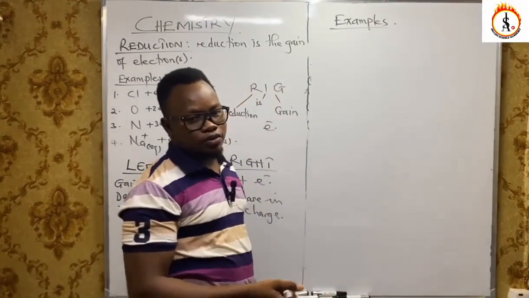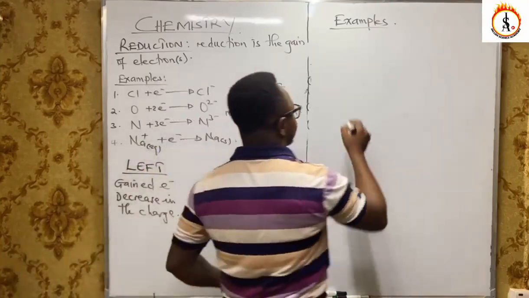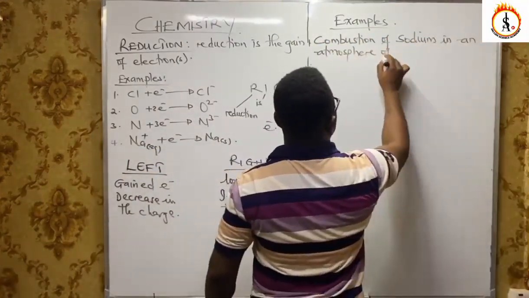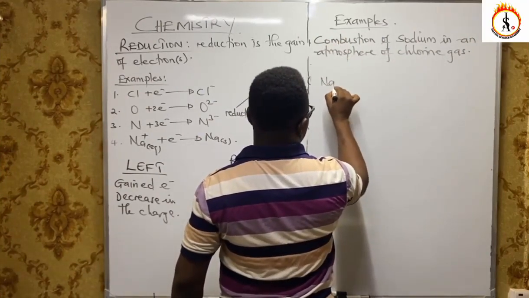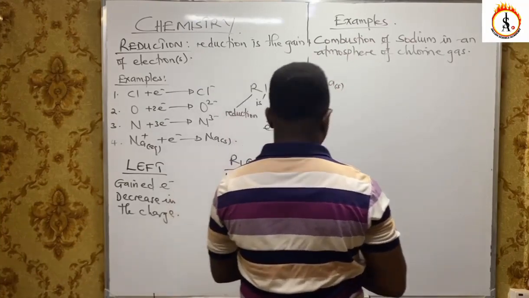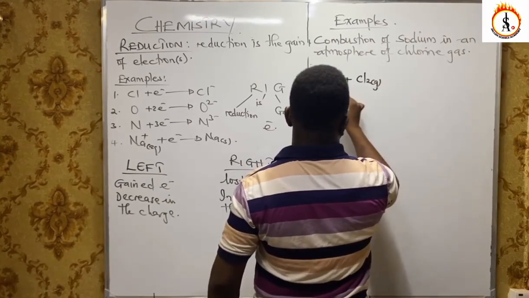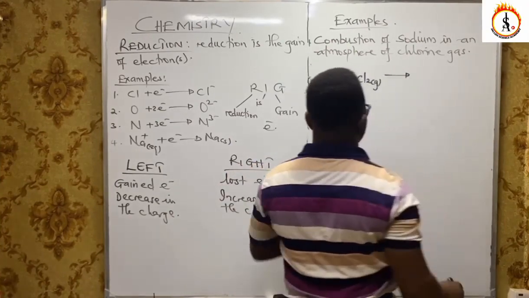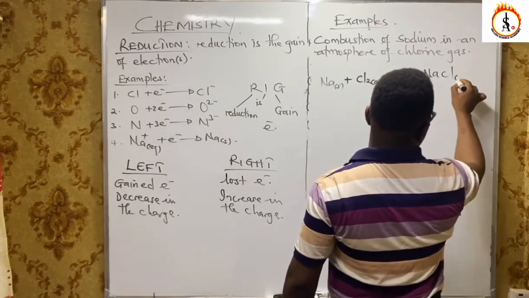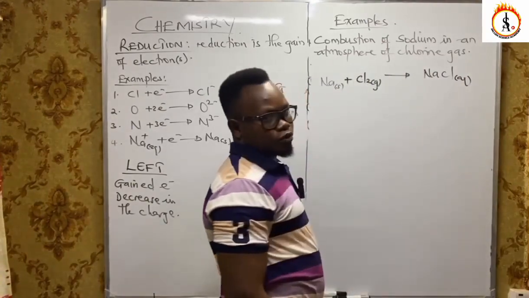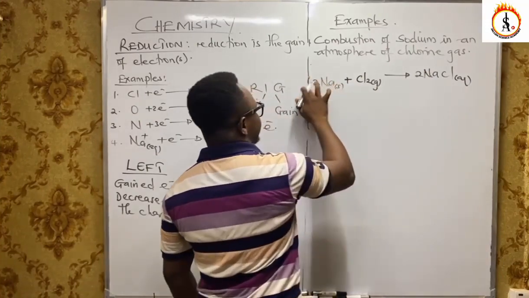So the first example we are going to look at is the combustion of sodium in an atmosphere of chlorine. Sodium here, Na, solid, being burnt in the presence of chlorine gas. So what is going to be produced? You get sodium chloride that will be produced. Okay, you get sodium chloride that's going to be formed, and we can balance this by placing 2 here, and we place 2 in front of this.